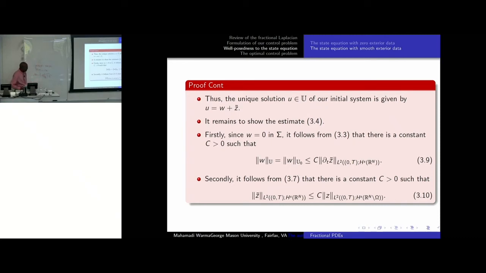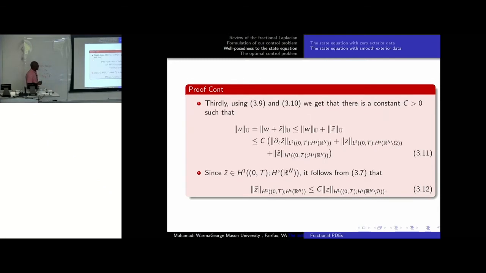And remember that the norm of Z tilde is less than a constant times the norm of Z with value in HS of the complement. All these estimates that we have done before. And now we just use the triangle inequality. By using the previous estimates and the triangle inequality, you obtain all these estimates here.